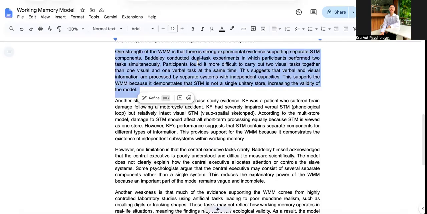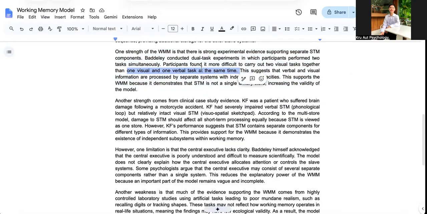As long as you gave an example, that's fine, but it's good to be clear on both sides. One side is doing two tasks using the same component, such as the phonological loop, at the same time, which would be more difficult than doing two tasks where one requires the phonological loop and the other requires the visual spatial sketchpad at the same time.